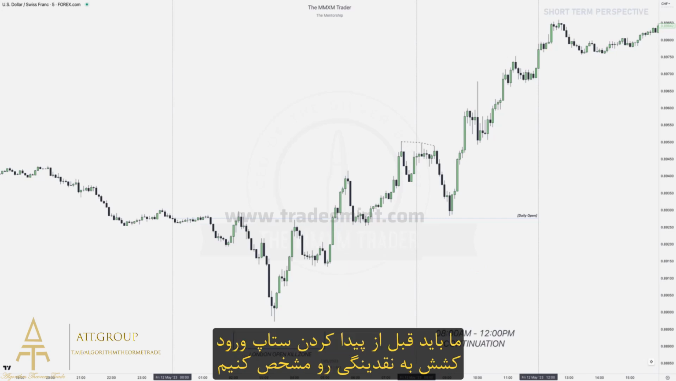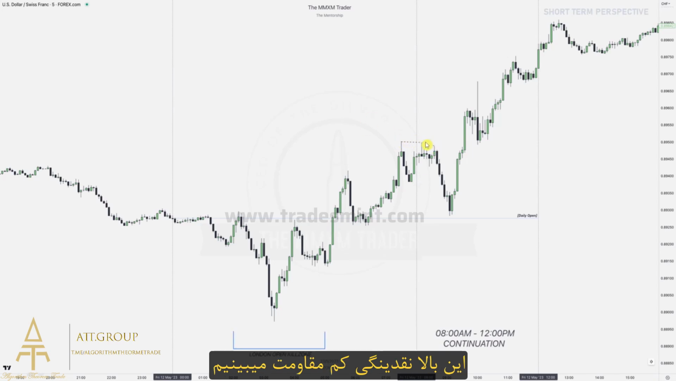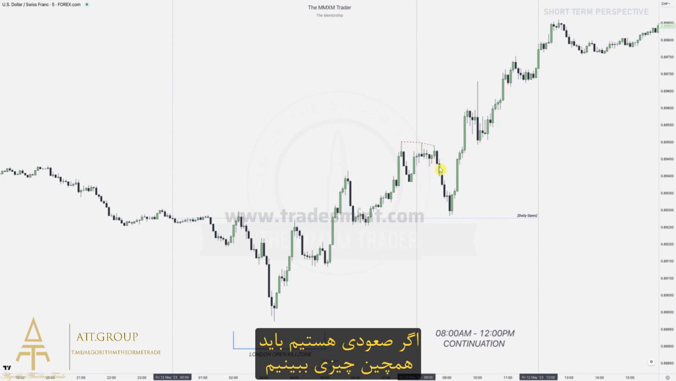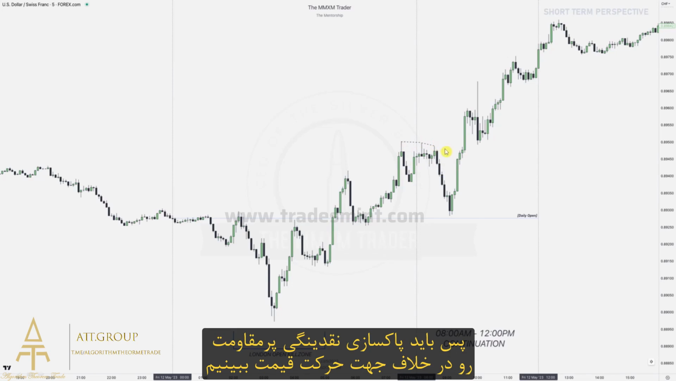We need to know our draw on liquidity before we find our entry setup, right? So we see this LR signature up here, those failure swings up here. And this is what we want to see if we are bullish, right? We want to see low resistance liquidity. So we want a high resistance liquidity run opposed to our buys, right?